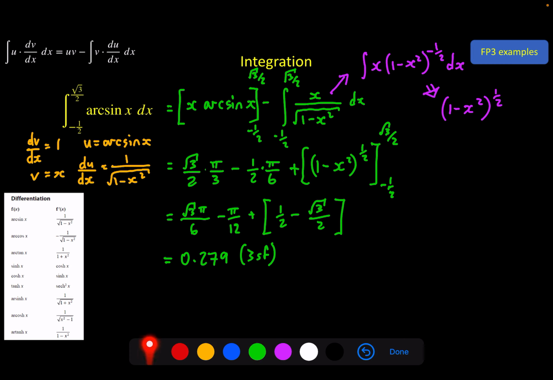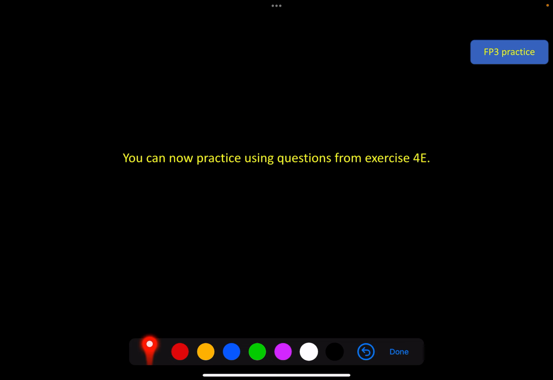So that one is a little bit more complicated, but I hope you can see that these could become very complicated if this integral, once you've done the integration by parts line, if this then needed you to do a substitution, for example, this could be quite a complex integral in its own right. So this question could become quite involved. But that should be enough to practice this idea using integration by parts with dv by dx equal to 1 from exercise 4E in the textbook.